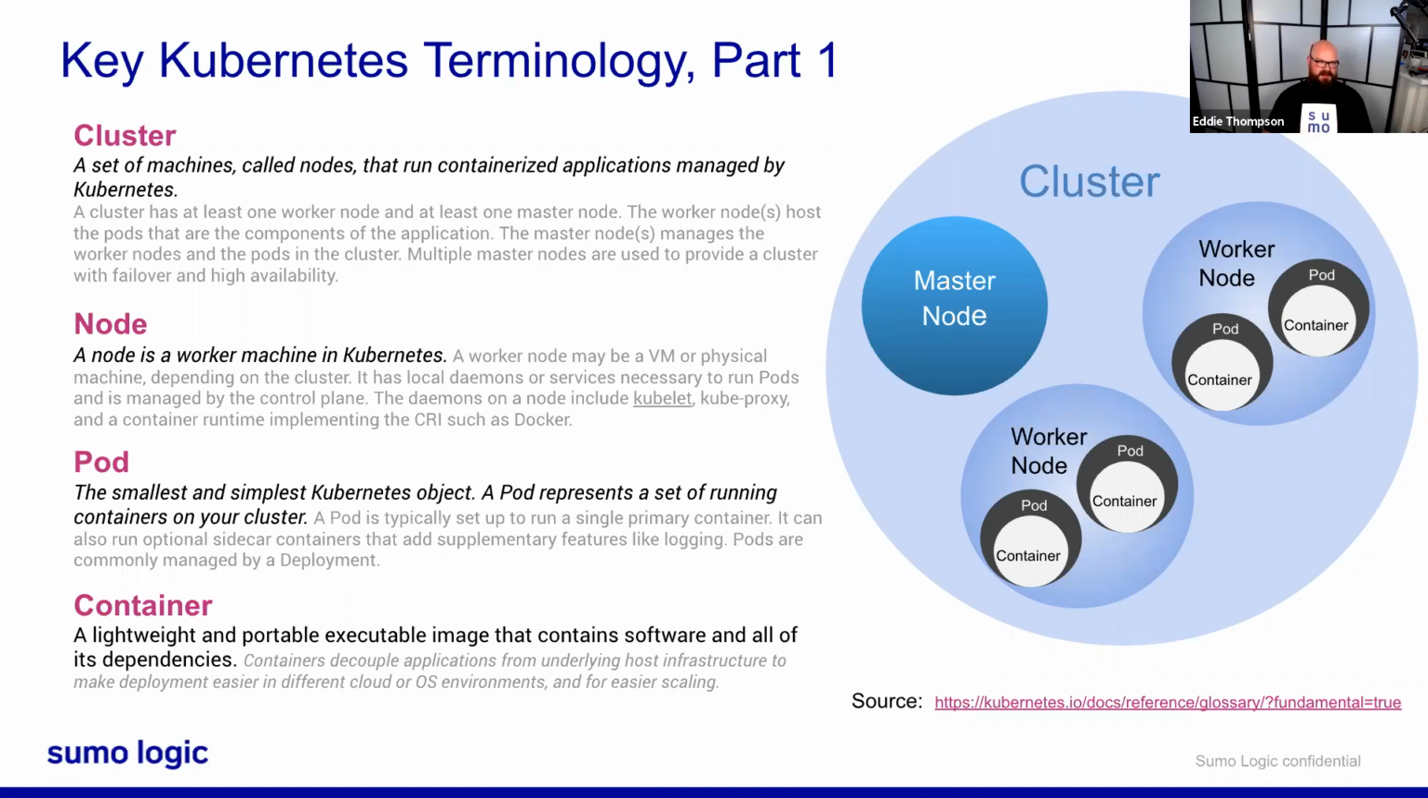If you're used to VMware, your cluster terminology is probably similar. So the master node becomes your vCenter. The worker nodes are your VM hosts. So the node is the worker machine. That is a server. So that could be an EC2 machine, or that could be a physical host in a data center.